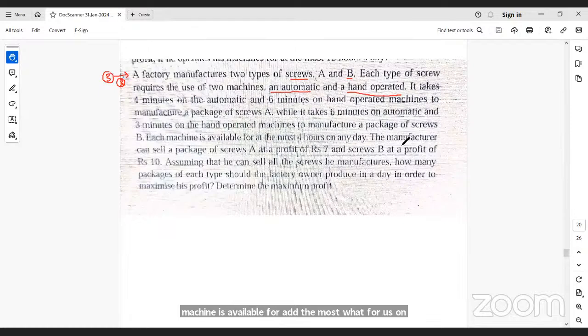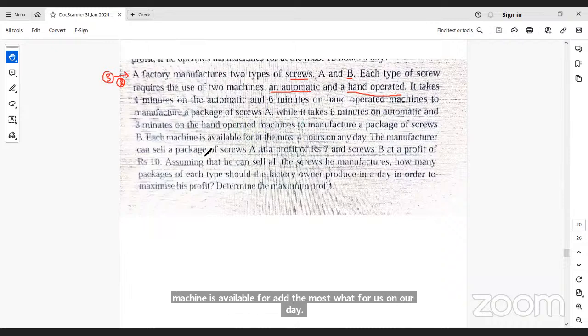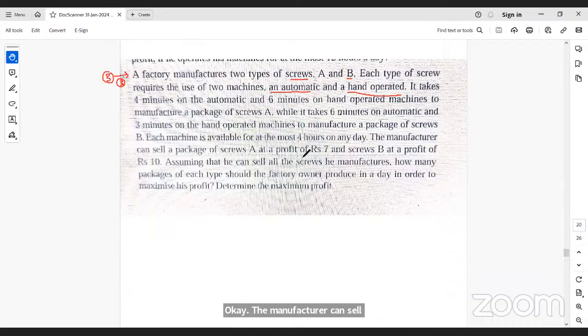The manufacturer can sell a package of screw A at a profit of rupees 7 and screw B at a profit of rupees 10, assuming that he can sell all the screws he manufactures. How many packages of each type should the factory produce in a day in order to maximize his profit? So again the question is for maximum profit.